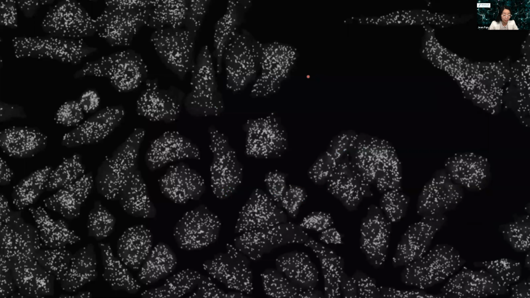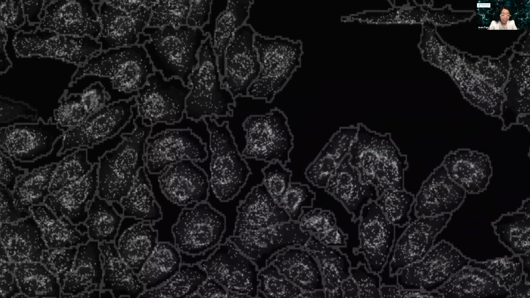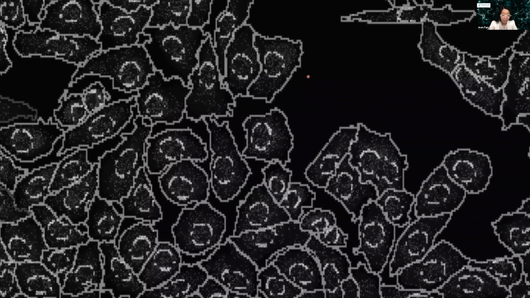And of course, we can do this not just for one cell, but for a large field of view with many cells, or even tile across many fields of view to make these spatially resolved transcriptomic measurements for many cells. And then we can computationally segment these cells and count how many of each gene is within each cell, and in that manner achieve single cell resolution spatially resolved transcriptomic profiling.